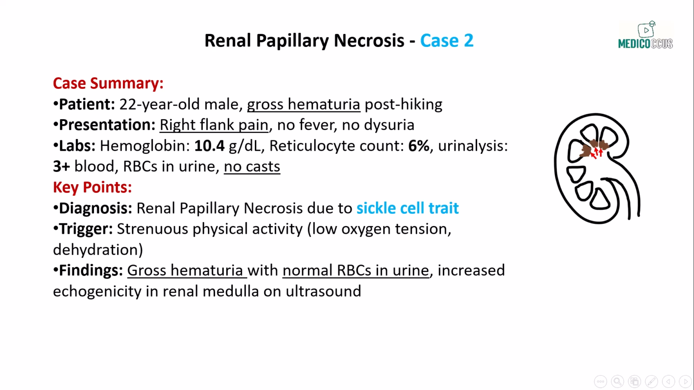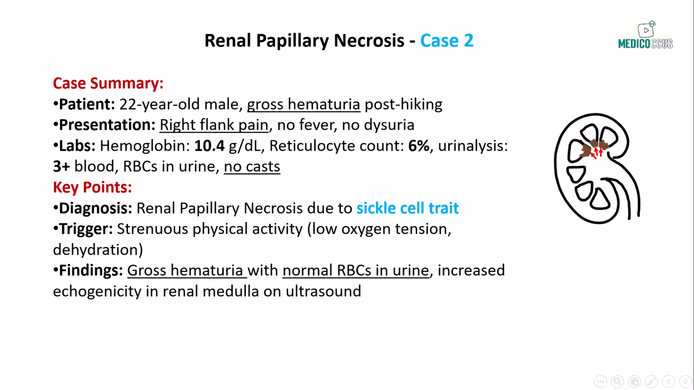And although patients with the trait typically don't have symptoms of sickle cell disease, they can experience complications under certain stressors. In this case, the combination of low oxygen tension from hiking at high altitudes, dehydration, and possible acidosis can promote sickling of red blood cells in the renal medulla, leading to ischemic injury and papillary necrosis.